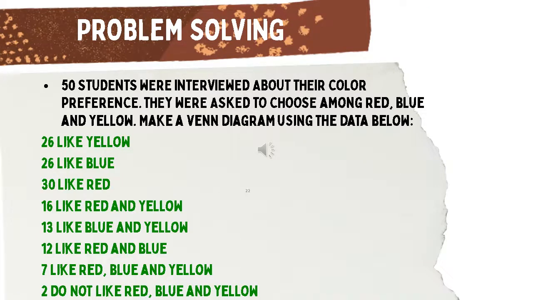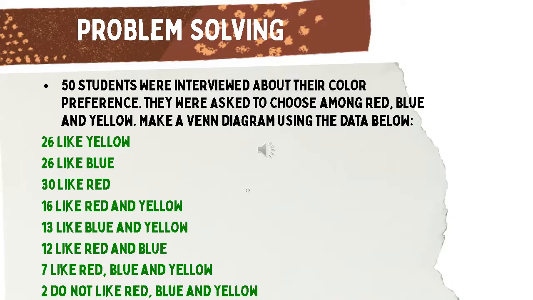Now let us have a problem solving. As you can see on the screen, I have one problem here that we're going to solve using the Venn diagram. I will read the problem. 50 students were interviewed about their color preference. They were asked to choose among red, blue, and yellow. Make a Venn diagram using the data below.